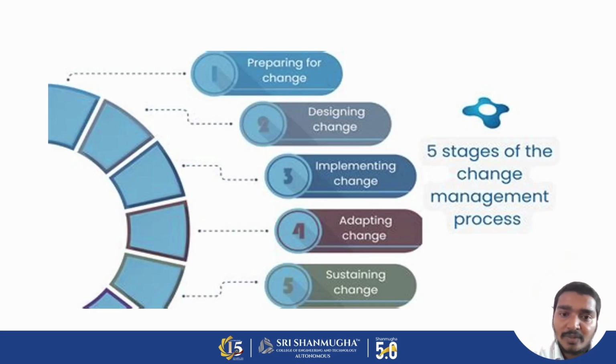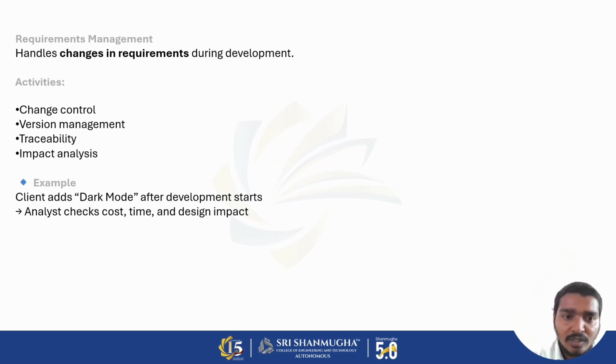So preparing for the change, designing change, implementing change, then adapting change and sustaining change. These are the five steps in the change management system. Requirement management can handle changes in the requirements during development. Activities include change control, version management, traceability and impact analysis.